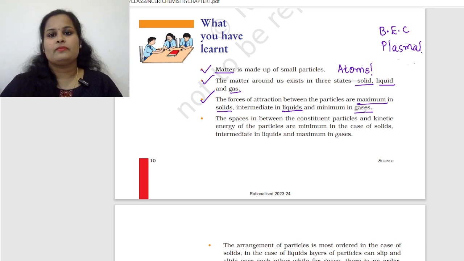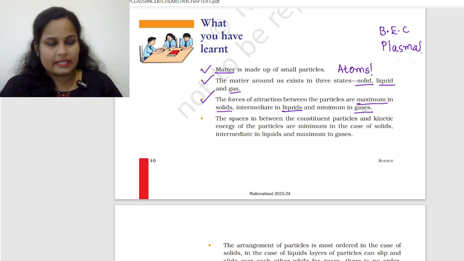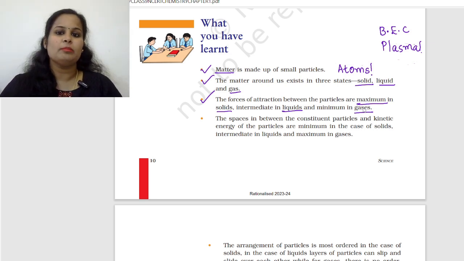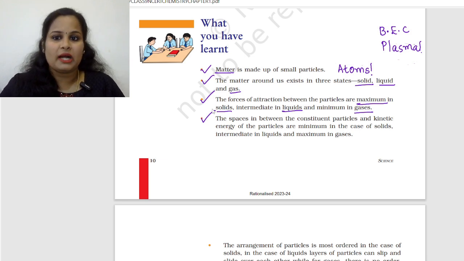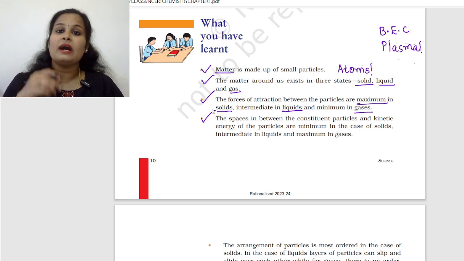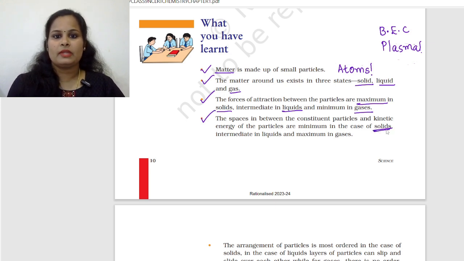When you take a liquid, suppose milk or water, any kind of liquid, the force of attraction is intermediate, in between the solids and the gases. And when you take any gas, hydrogen or oxygen for example, the force of attraction is minimum in that state. Please kindly take a note of the same. Now, the fourth point: the space between the constituent particles and the kinetic energy of particles are minimum in case of solids, intermediate in liquids, and maximum in gases.